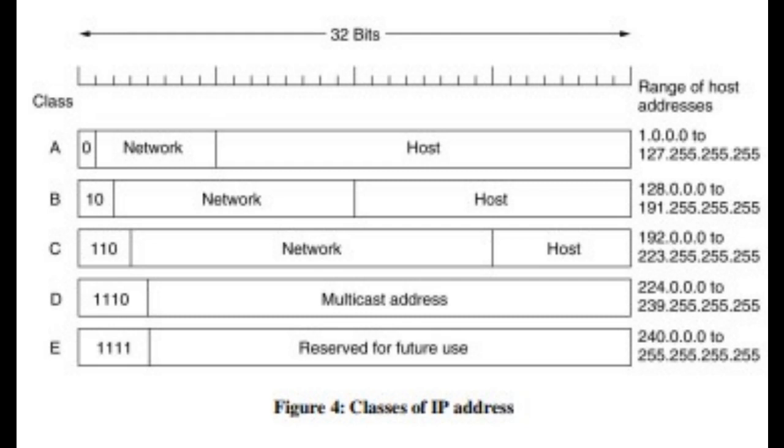1.5.2 Classes of IP address. Internet addresses are 32 bits long, written as 4 bytes separated by periods, or full stops. They can range from 0.0.0.0 to 255.255.255.255.